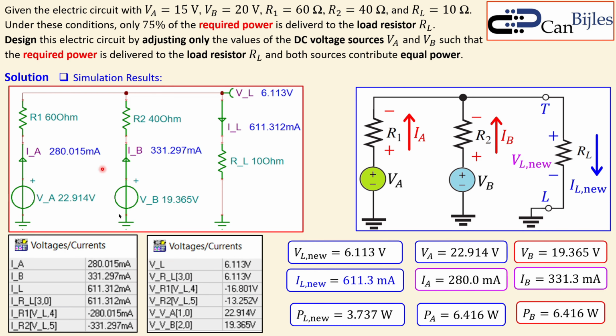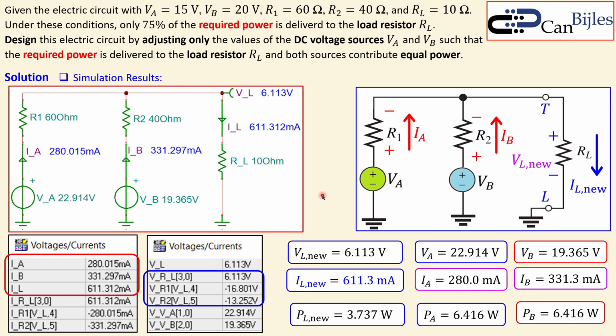Now you can also generate the table. You can actually see them here. So we have all the currents, IA, IB, and IL. They are given in table form. That's also nice to see all of them together. And we have also the voltages for the load and also for the resistors and the other parameters. So we can also see a lot of information in this table.